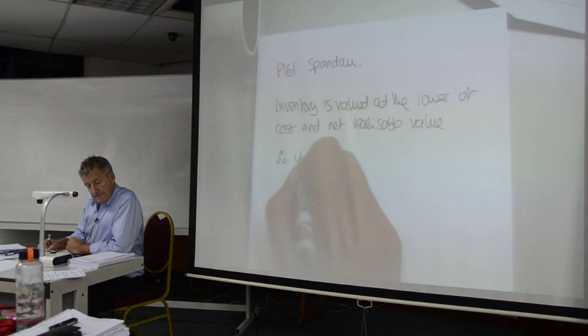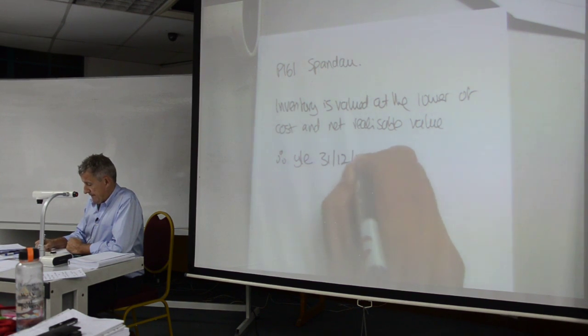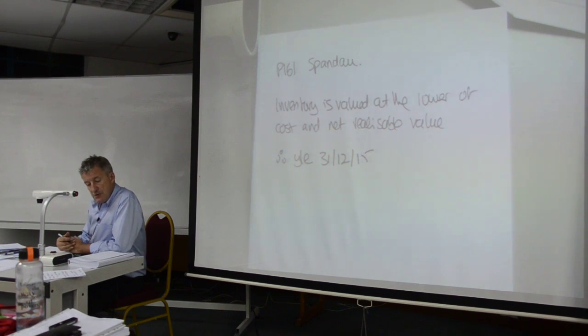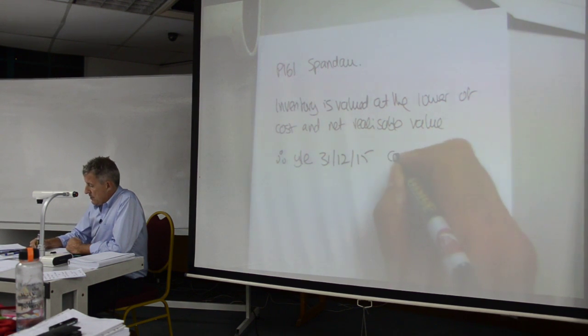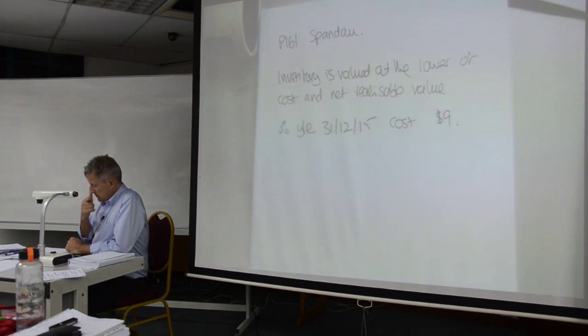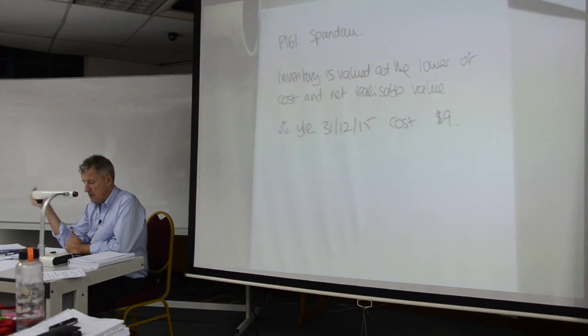Therefore, at the year end of 31st December, what number do we have for the inventory? 9, 12, or 11? 9. It will be at the cost of 9. The fall from 12 to 11 is unrecorded, because that is a fall in a potential future cash flow.